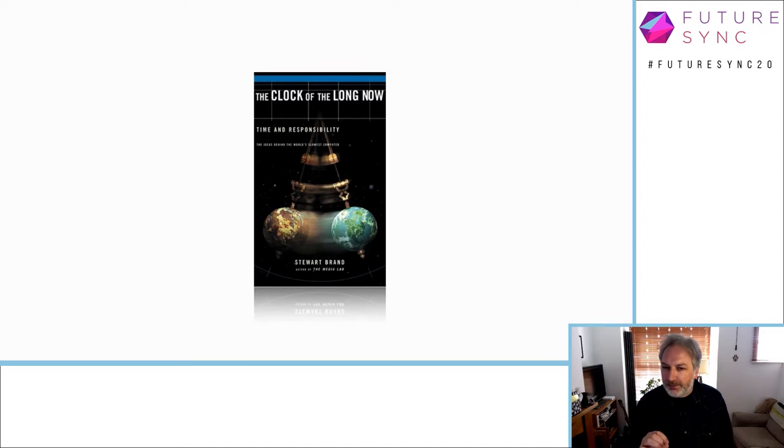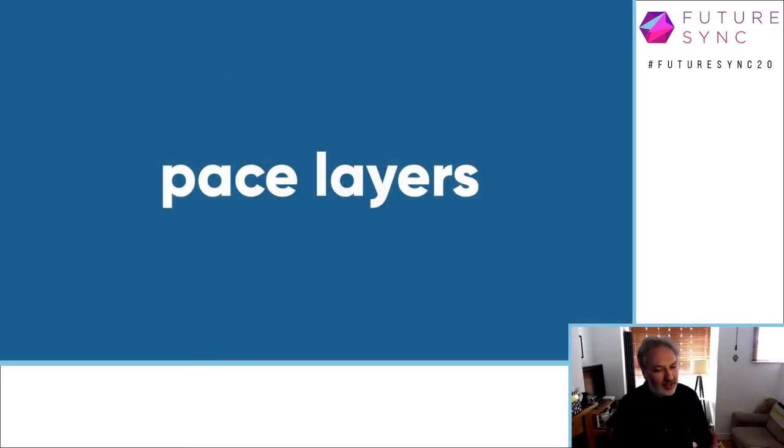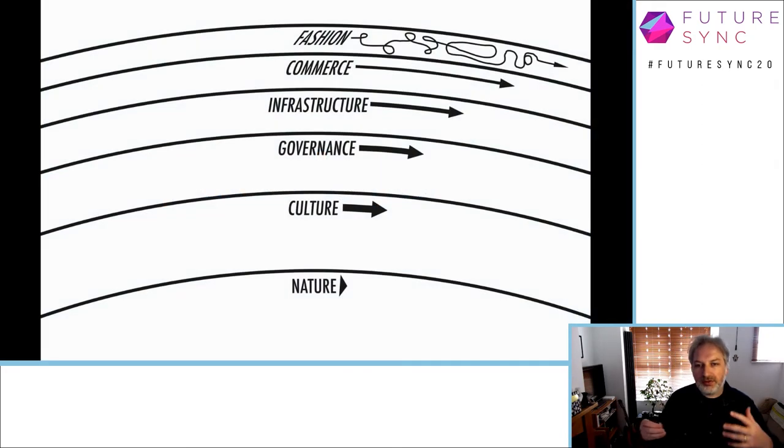And in this book, he takes the idea of shearing layers from architecture and he abstracts that idea out into something more general called pace layers. So what if it's not just buildings? What if any kind of system can be thought of as different layers of rates of change? And he diagrams this out for one system, which is just the human species.